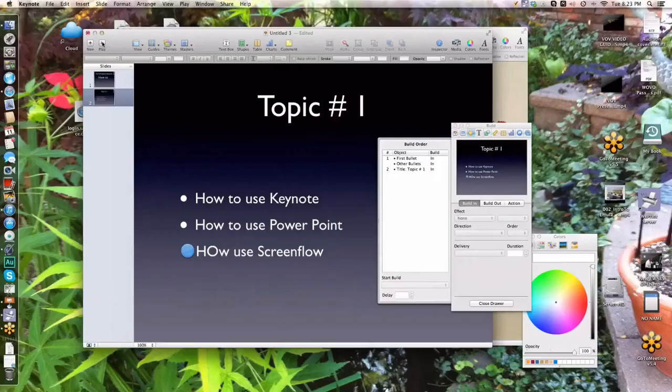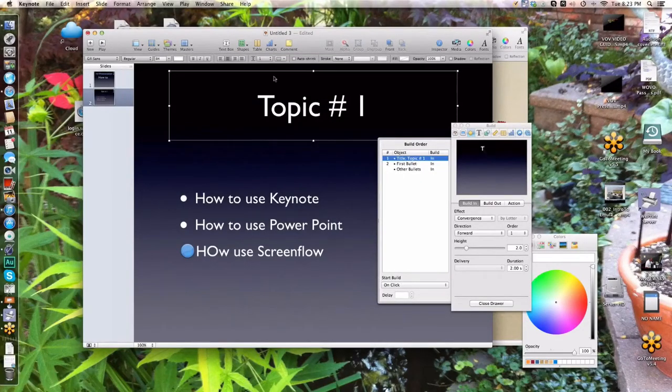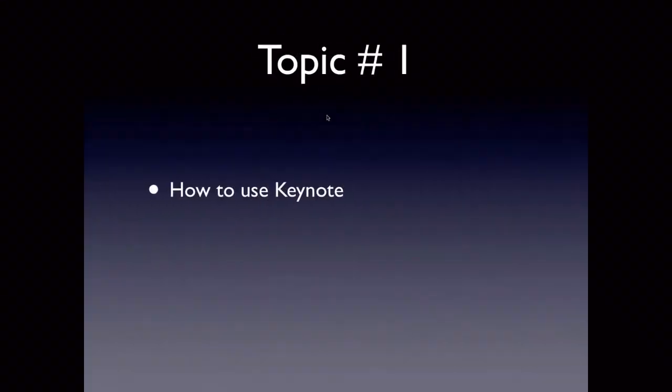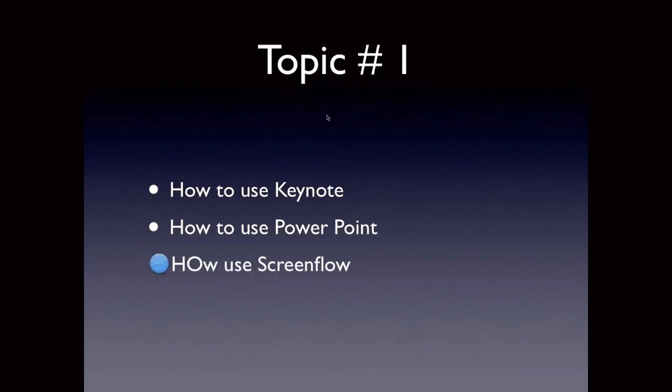Well, wait a second. I got to change the order. See, title goes first. You just take it, drag it to the top. And now, topic number 1, how to use Keynote. We'll talk about how to use Keynote. And we'll talk about how to use PowerPoint. And just by using a mouse click, you can move your bullet points in there.